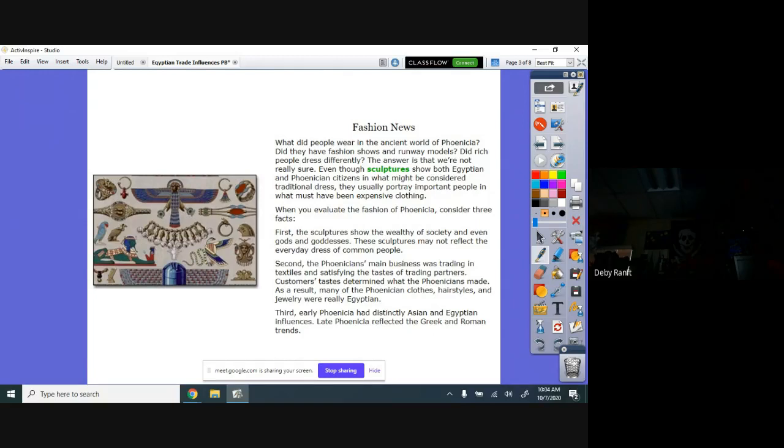First, the sculpture shows the wealthy of society and even gods and goddesses. These sculptures may not reflect the everyday dress of common people. Second, the Phoenicians' main business was trading in textiles and satisfying the taste of trading partners. Customers determined what the Phoenicians made. As a result, many Phoenician clothes, hairstyles, and jewelry were really Egyptian. Third, early Phoenicia had distinctly Asian and Egyptian influences. Late Phoenicia reflected Greek and Roman trends.